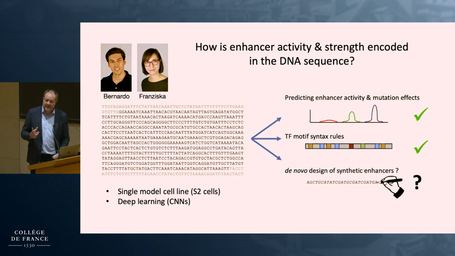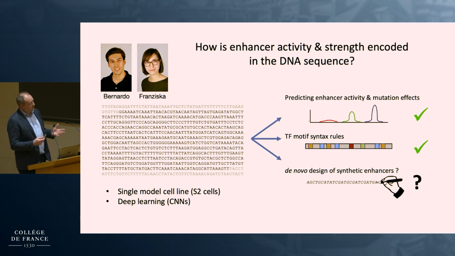So this was extremely exciting because with a combination of high-throughput enhancer activity measurements and deep learning, we could not only predict enhancer activities directly from the DNA sequence, but we could also investigate motif syntax rules, such as, again, rules about motif flanks and motif spacing. And we were now wondering whether these rules that we uncovered, and in particular also the models that we trained, were good enough to design synthetic enhancers de novo.